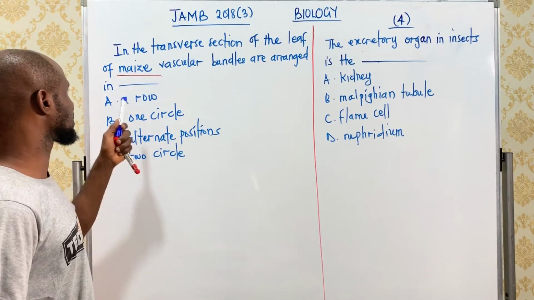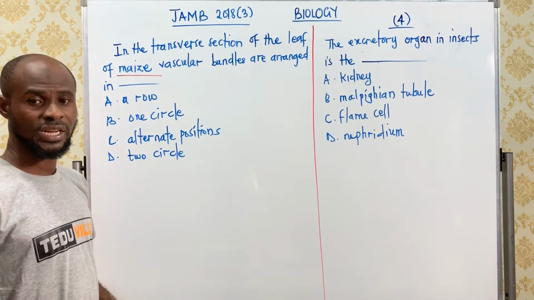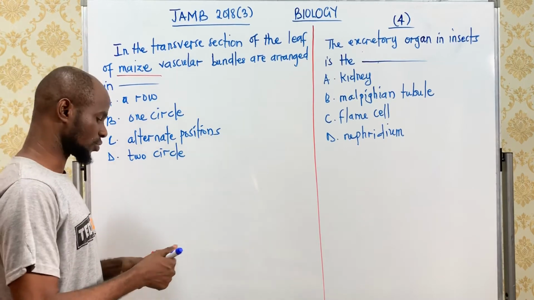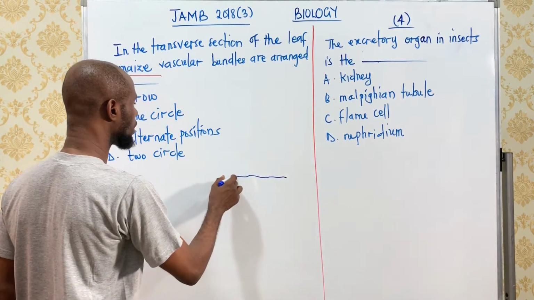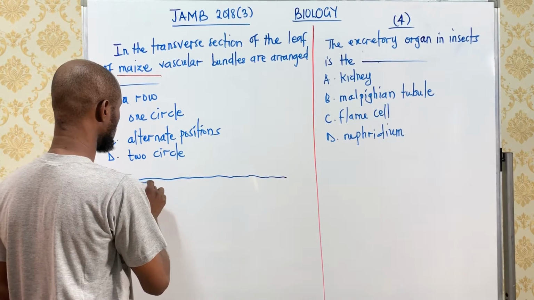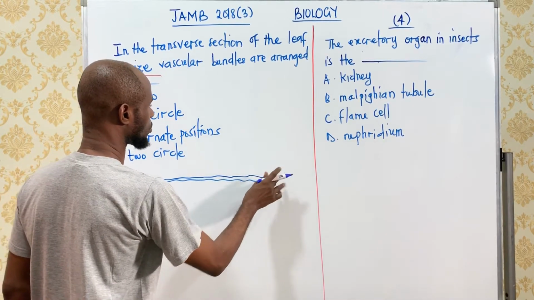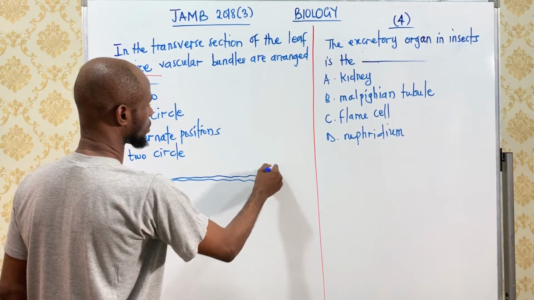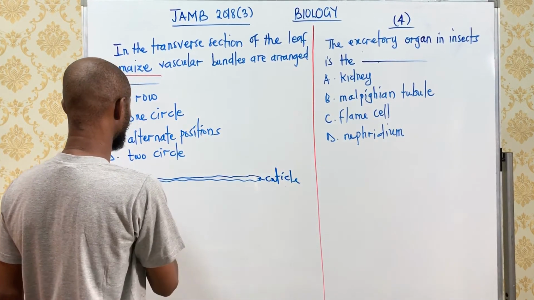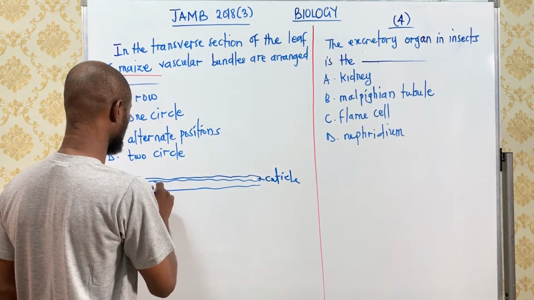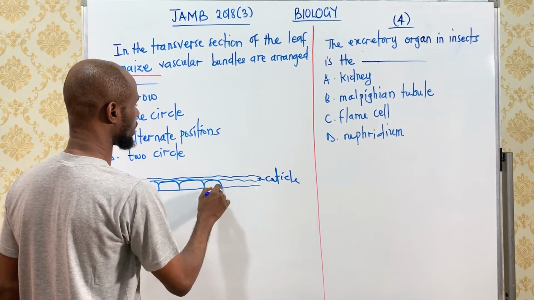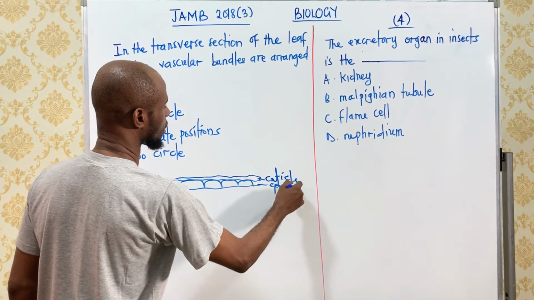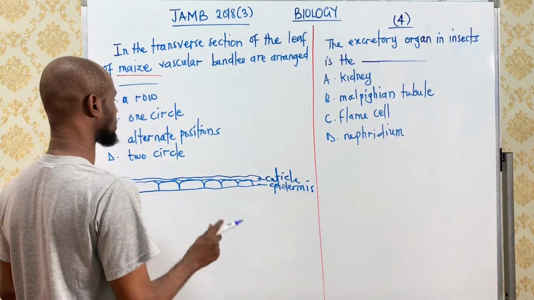So they want us to look at the internal structure of the monocotyledonous plant and the arrangement of the vascular bundles. So let me just draw the leaf of the monocot. The outer part here is the cuticle, the waxy cuticle. Then the next layer, I'm going to be very fast because of time, is the epidermal layer. So we have the upper epidermis.